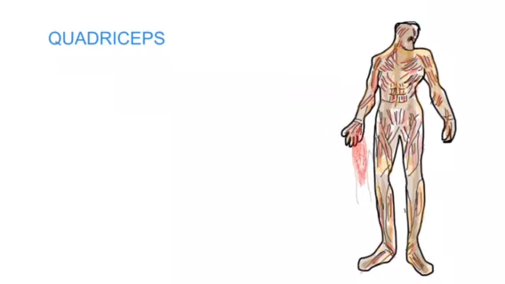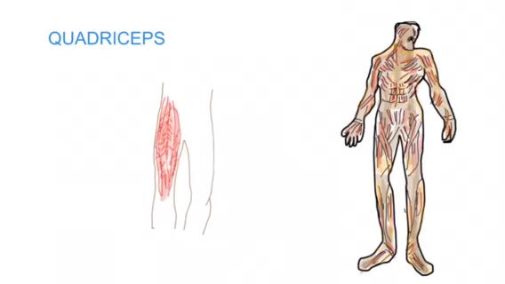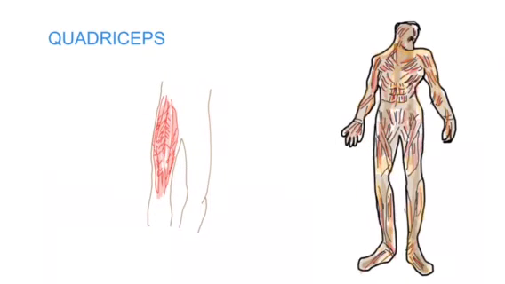The quadriceps muscles can be found in the anterior of the leg. Their origin is the iliac crest and the femur, and they insert at the tibia, at the proximal end, and at the patella. The quadriceps assist in the action of flexion of the hip and extension of the lower leg.